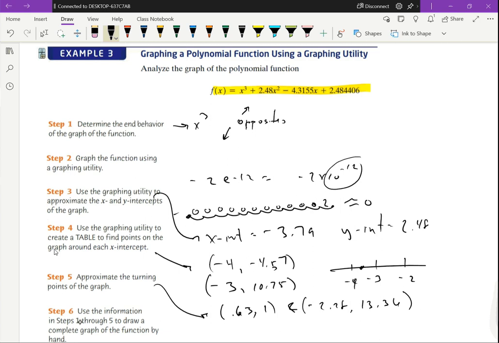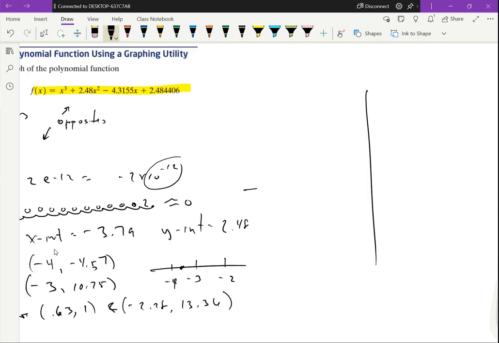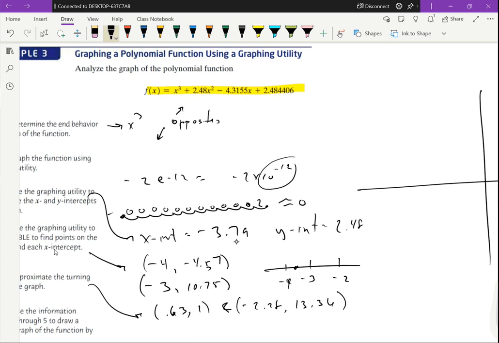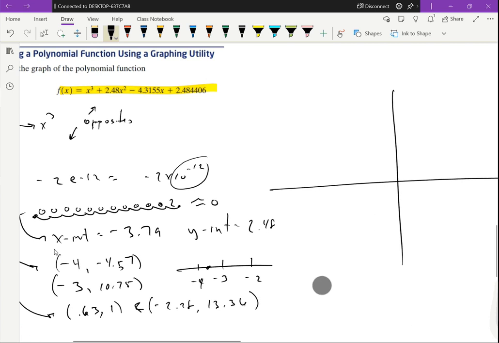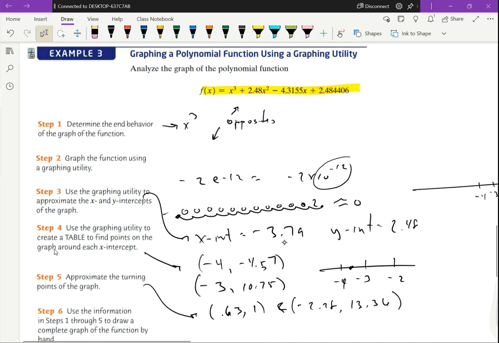So number 6 here, use the information to draw a complete graph of the function by hand. Okay, so let's take a look at what we have here. So we know we have our intercepts. X-intercepts were -3.79 and 2.48. Let's go 1, 2, 3, 4. So we got -3, -2, -1, -4 out there. And then we went out to the right, matching up our x-intercept. Oh, we only had one x-intercept there, didn't we?